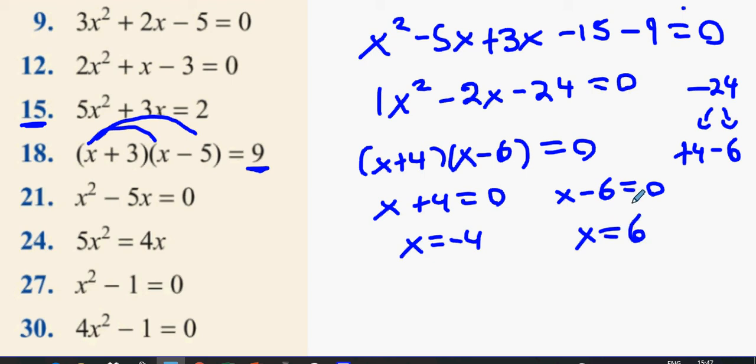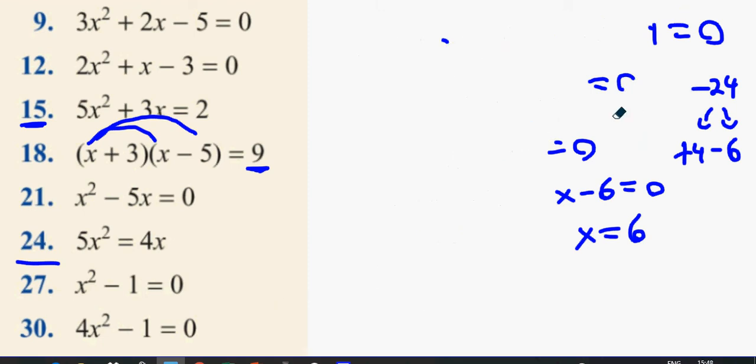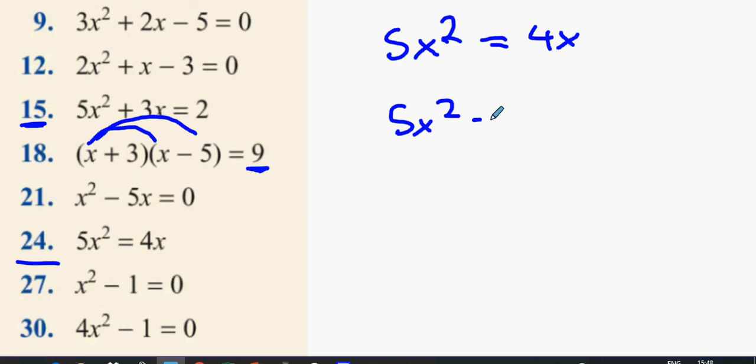21 and 24 are actually very similar, okay? I'm going to do 24 because it'll do the same trick. So guys, when I do 24, look what happens. With 24, my golden rule is I have to have a 0 on the right hand side, don't I? Do I have a 0 on the right hand side? Currently I don't. But then when I bring the 4x over, do I have a 0 on the right hand side?